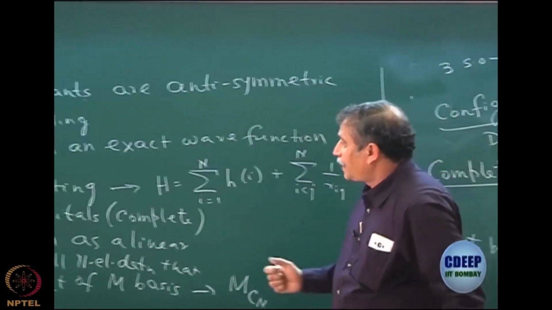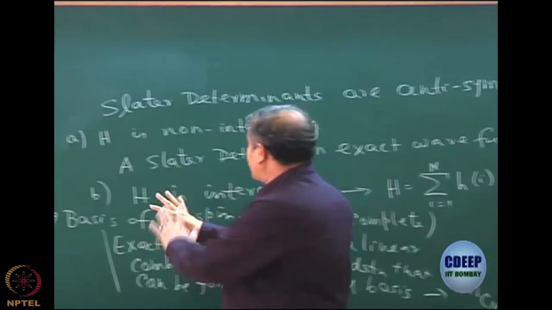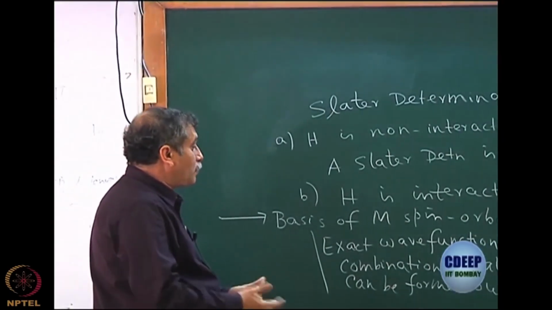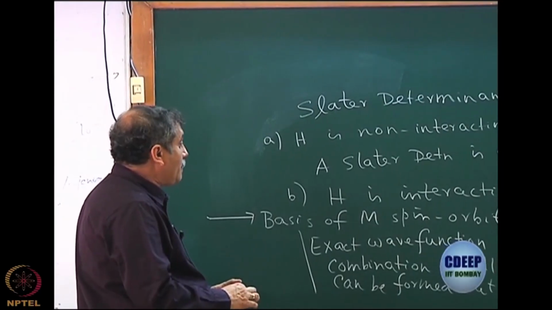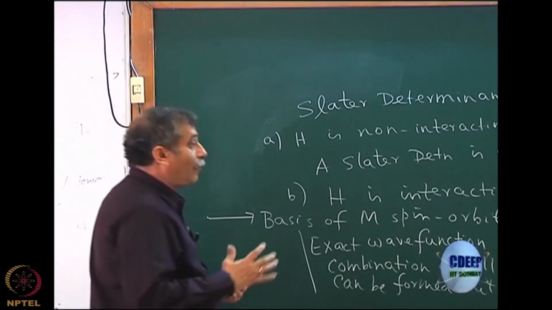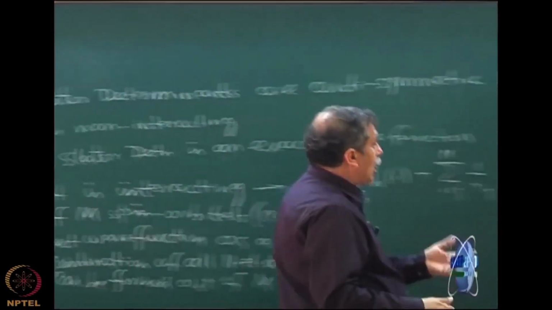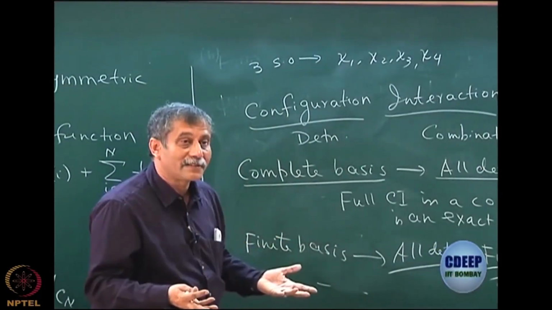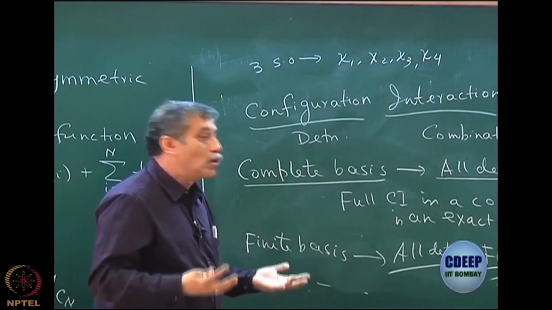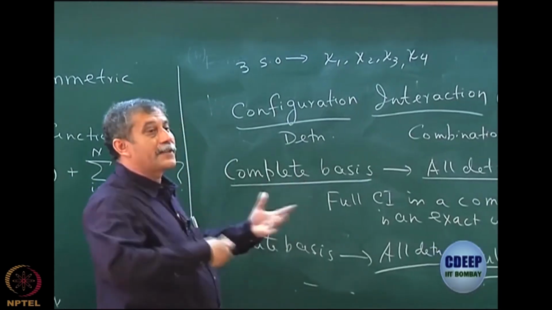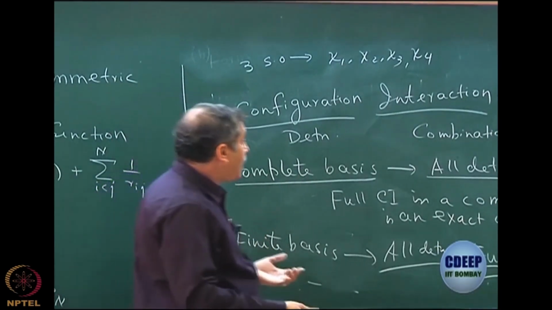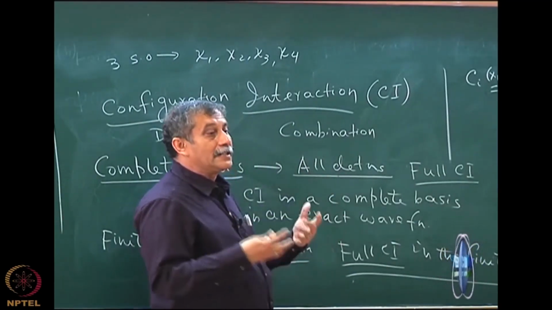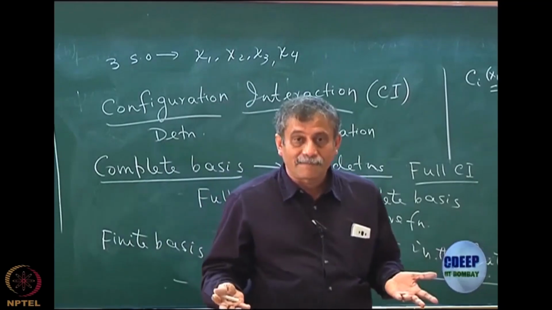Now, what is important is that once you have understood that the interacting problem is a linear combination of determinants, then we have to worry about how to make a good approximation. A good approximation is always to take a good basis. Even though it is finite, it is a good basis. It includes most of the physical effects of the complete basis, and I can't take all determinants also in many cases. So, I must take determinants which are physically important.